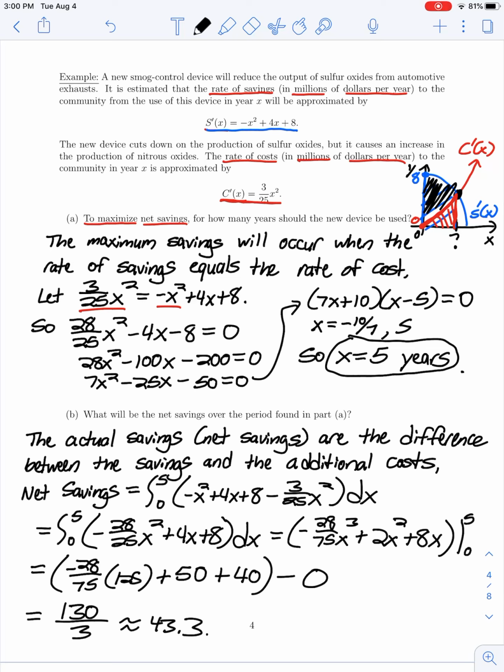So here, since these rate functions were given in millions of dollars per year, this 43.3 is measured in millions of dollars. So the net savings are approximately 43 million, if we round to the nearest $1 million. Okay.